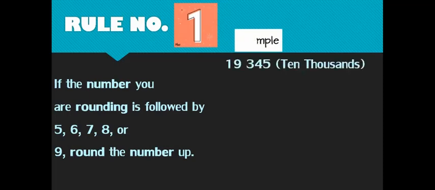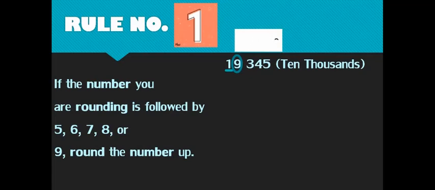19,345, we're going to round it off to the nearest 10,000. So, what digit is in the 10,000s place? It is the digit 1. Who is following the digit 1? It is the digit 9. So, according to rule number 1, if the number you are rounding is followed by 5, 6, 7, 8, or 9, we're going to round up the number.